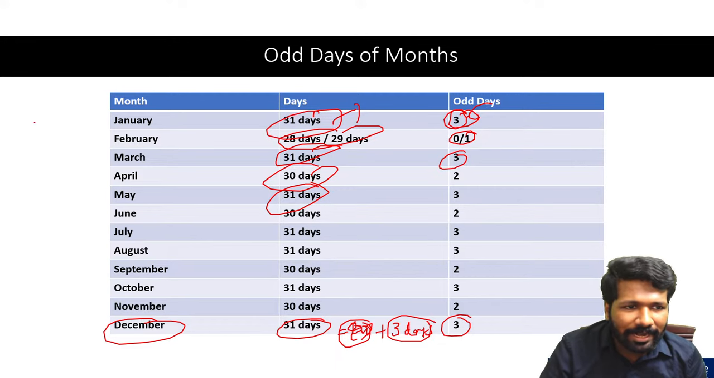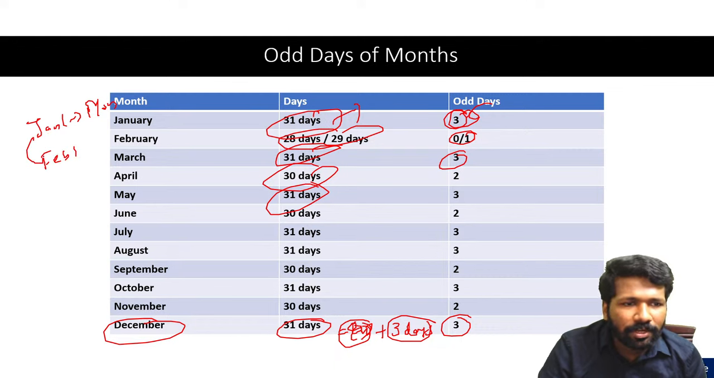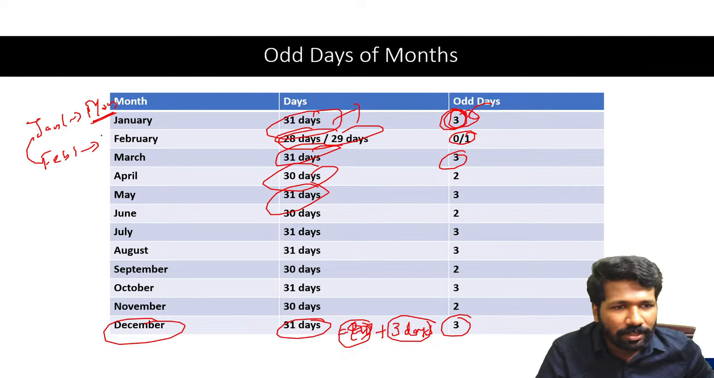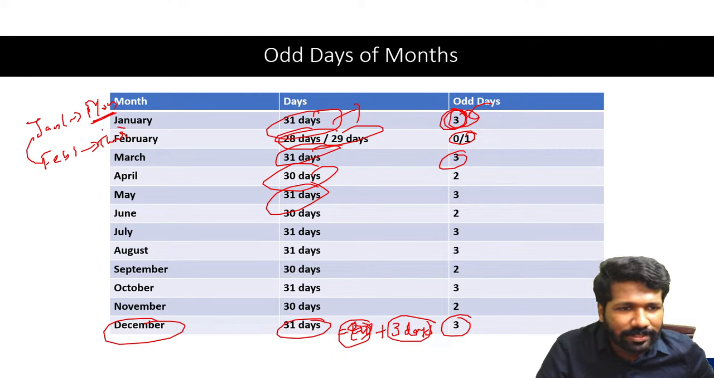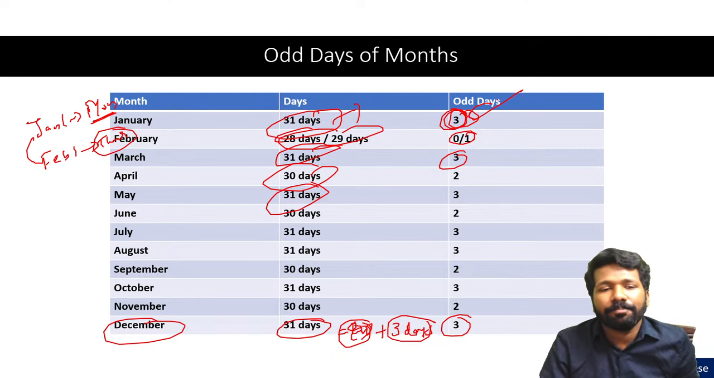What is the practical meaning of that? If January 1 is a Monday, say, then what will February 1 be? From January to February, there is a 31-day difference, that is a 3-day difference. So Monday, with 3 days added, just like the previous question: Tuesday, Wednesday, Thursday. That is how the odd days of months will help you.